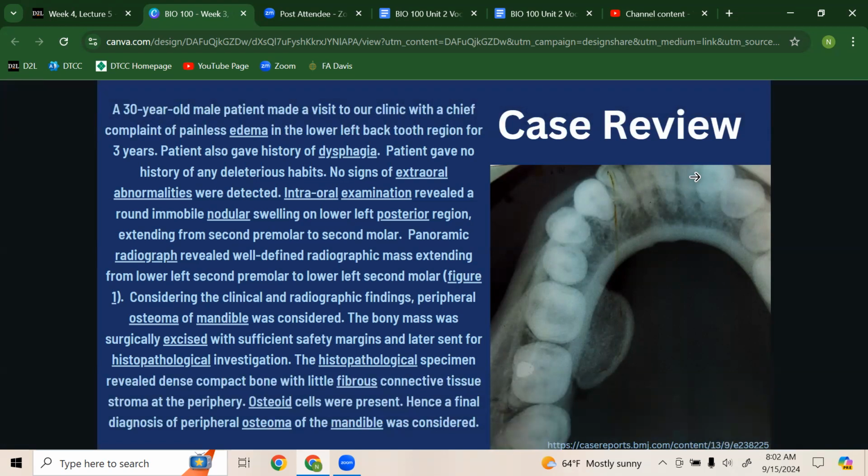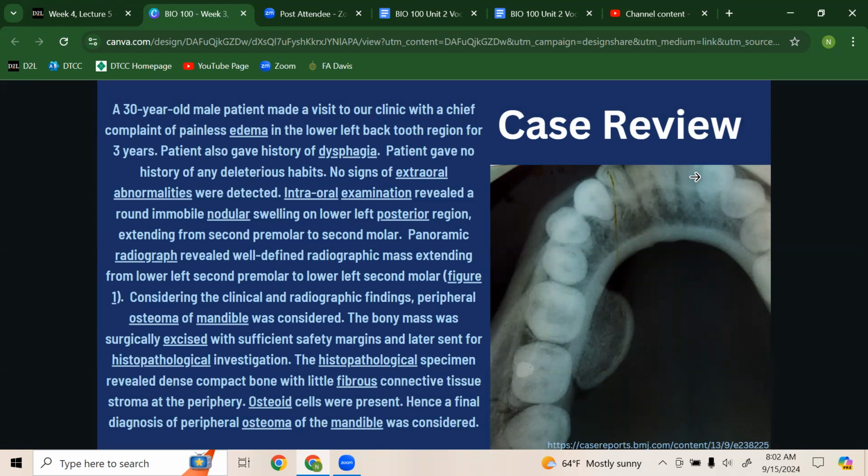Patient also gave history of dysphagia. You guys should have been able to get this one. So dys is painful or difficult, and phagia is our suffix for swallowing. Patient also gave history of difficulty or painful swallowing.